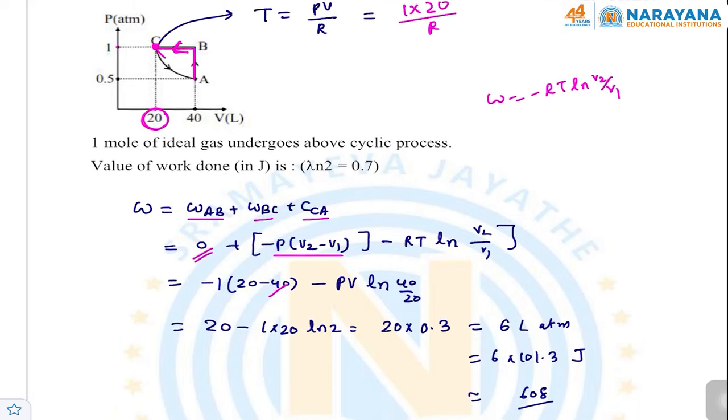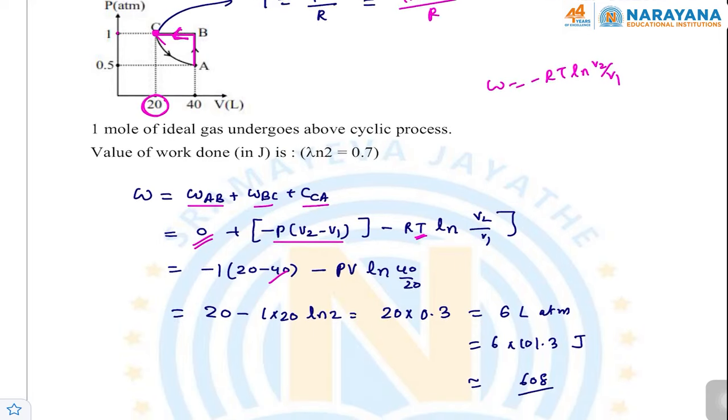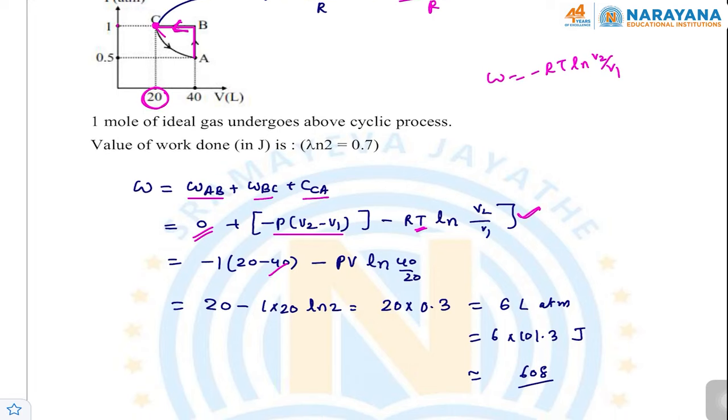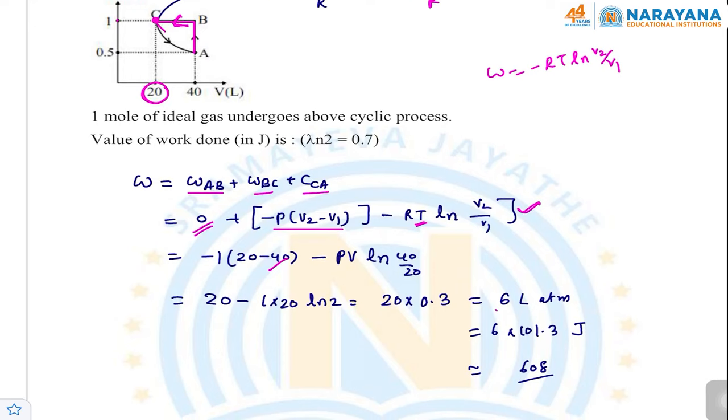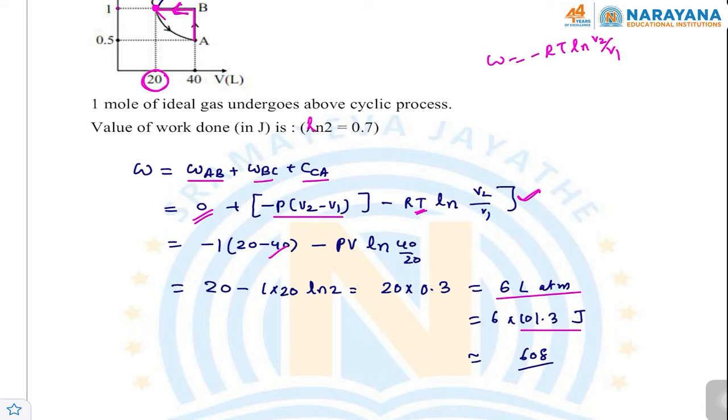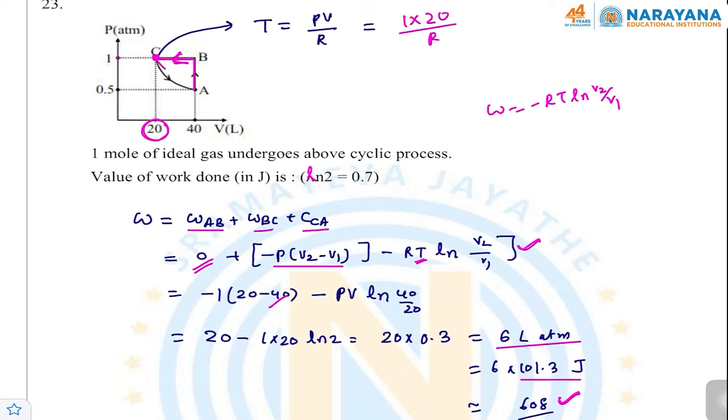And the temperature value you can substitute, and V2 upon V1 in this step is 40 upon 20. You calculate this, you'll get 6 liter atmosphere. We know that 1 liter atmosphere is 101.3 joules. So on calculation you'll get nearly 608 joules.